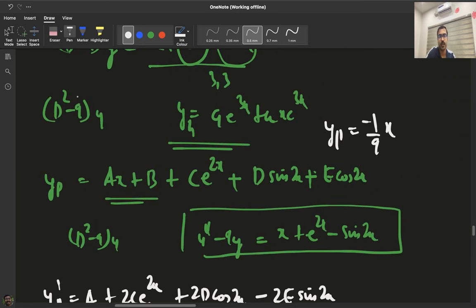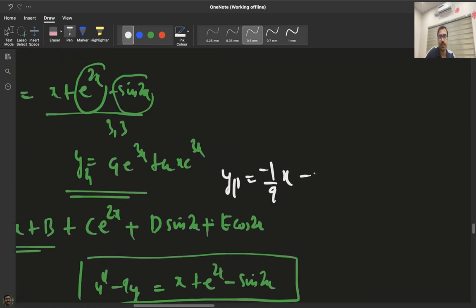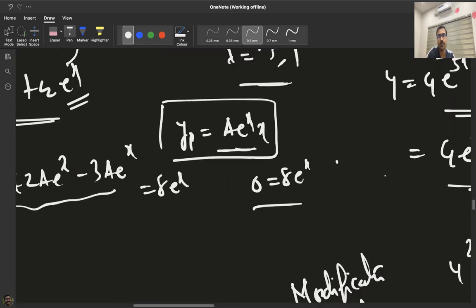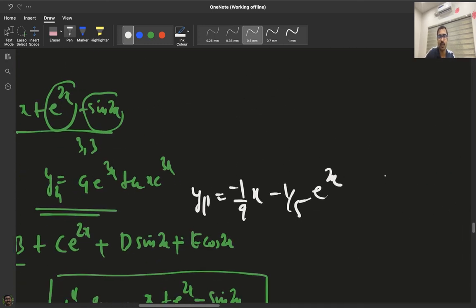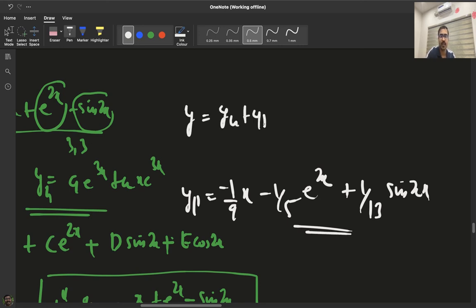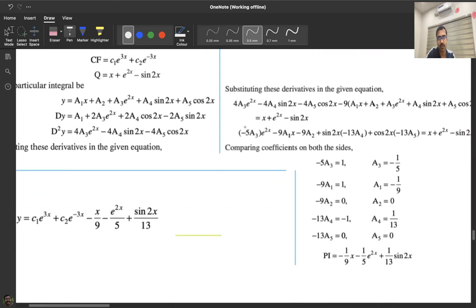So we'll have minus 1 by 9 x. Then you have minus 1 by 5 e raised to 2x. And your d, the value of d was 1 by 13, so plus 1 by 13 sin 2x. So this is the particular solution. So the general solution will be of the form y is equal to simply yh plus yp. Just substitute it. Okay, so let us verify.